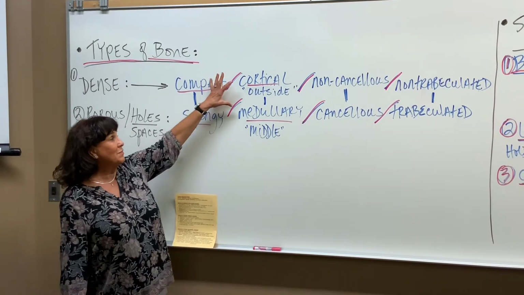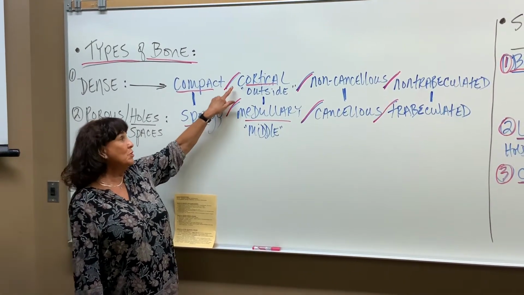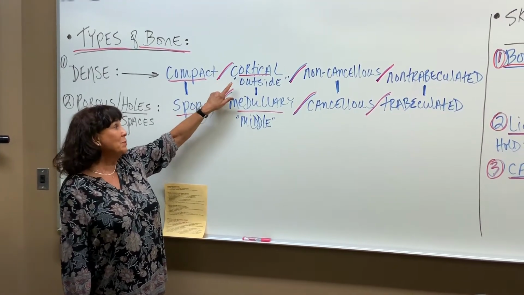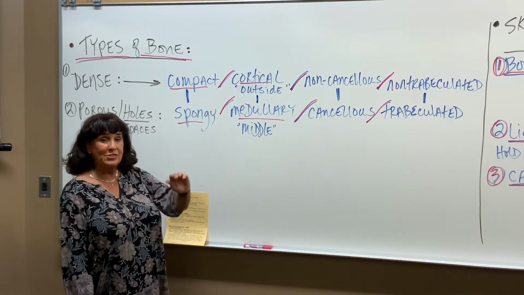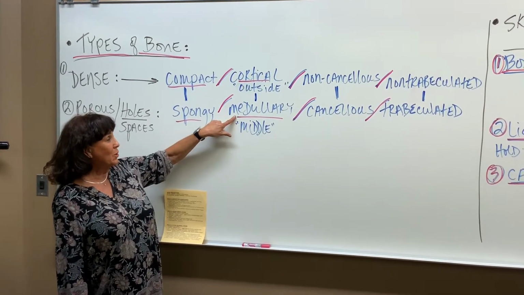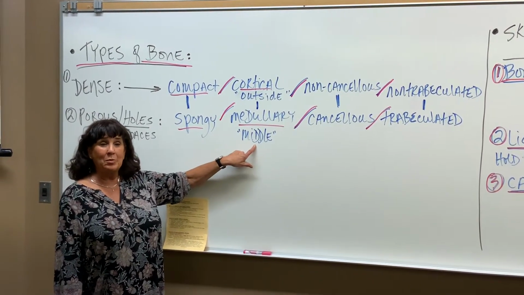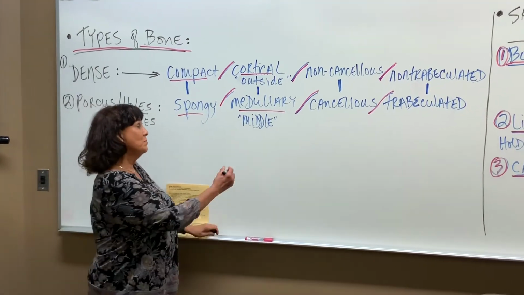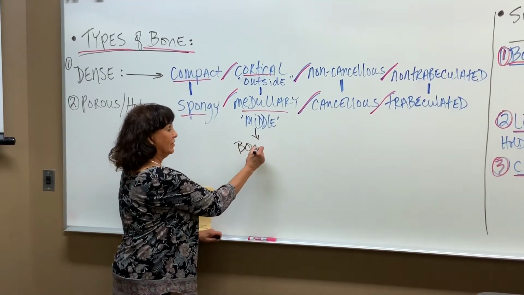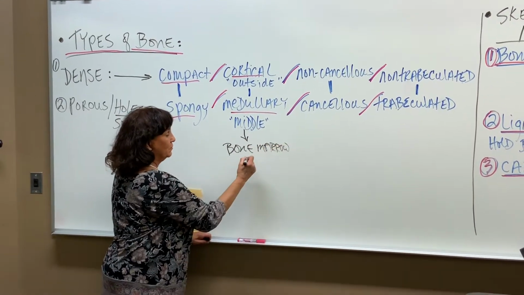Now, the next set of terms is called cortical bone or medullary bone. Cortical bone means it's underneath the periosteum, on the outside surface of every bone. Very thick, very hard. And then medullary bone means it's in the middle of the bone, found in the bone marrow cavity. Medullary means bone marrow cavity. That's where you're going to find this bone.